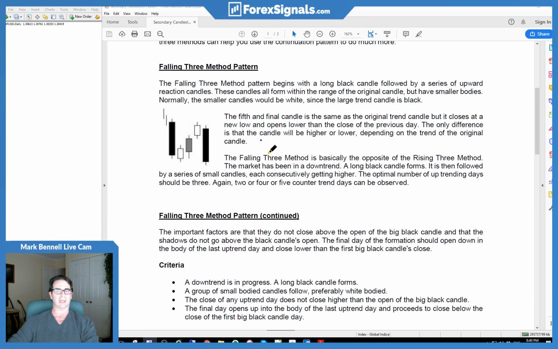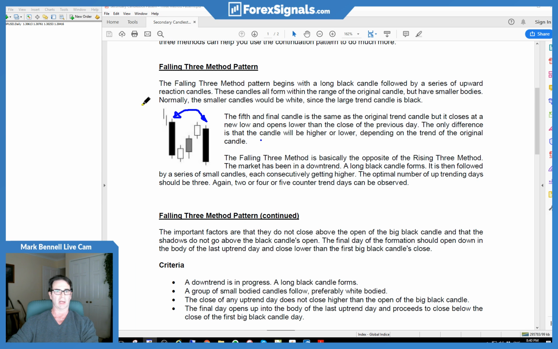The fifth and final candle is the same as the original trend candle, but it closes at a new low and opens lower than the close of the previous day. All right? So these two are fairly similar. Now just remember, this is the textbook version. The only difference is that the candle will be higher or lower depending on the trend of the original candle. All right? So we're talking about falling three or rising three.